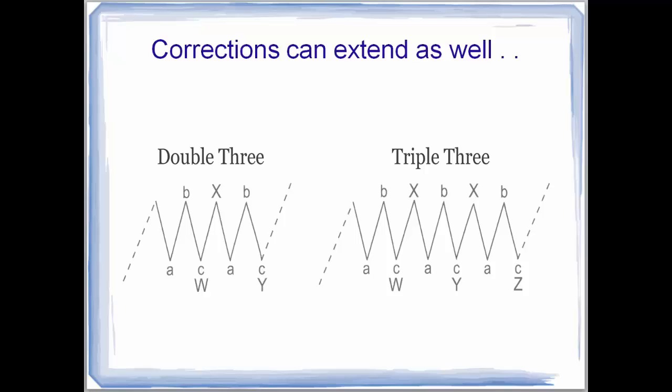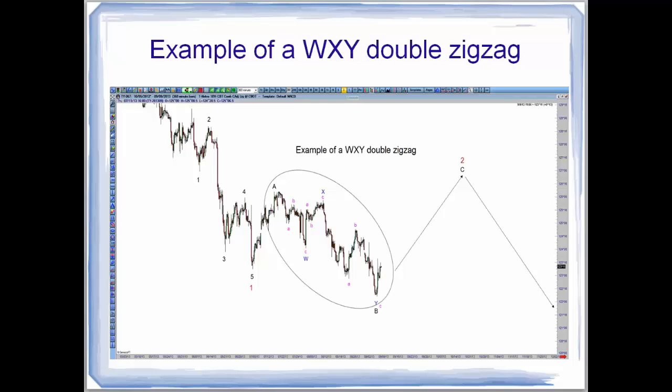Why would a correction extend? Because the first pattern of the correction either wasn't deep enough or was too short in duration. Here's an example of a WXY double zigzag, which is one of the more common combination corrections. The internal subdivisions within a double zigzag are 5-3-5, 5-3-5, 5-3-5. Typically, double zigzags occur in order to extend the length or depth of the correction.